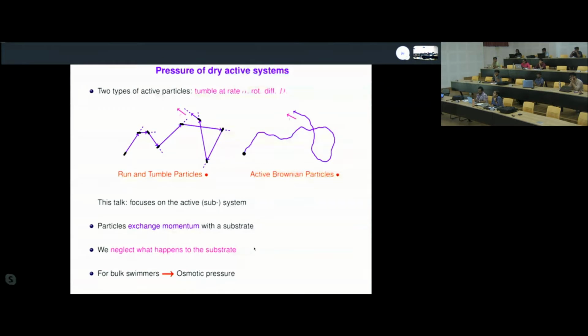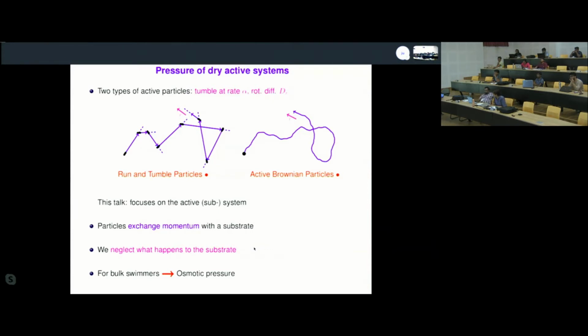What I'm trying to say is that if I consider active particles crawling on a substrate, I don't need to consider the transmission of momentum from the substrate to the walls. If I was looking at swimmers, what I will be discussing in this talk is simply the osmotic pressure and not the pressure exerted by the fluid.